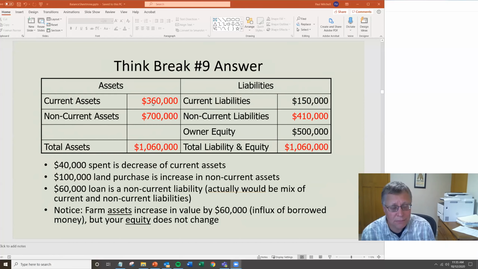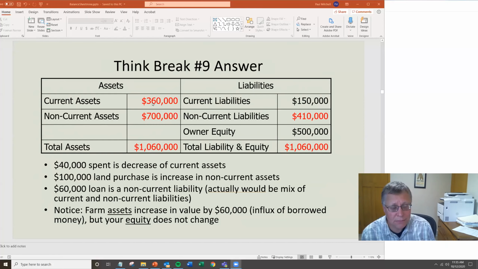But what I want you to see here is 2 things. One, you move the mix around of assets and liabilities. The business became larger by $60,000. So instead of $1 million, it's now $1,060,000. So the business is larger, but your equity stayed exactly at $500,000. There was no change. All you've done is rearrange things.